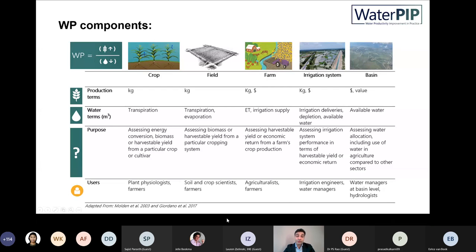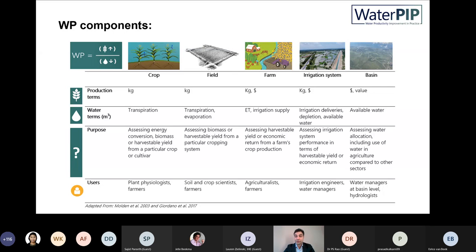If you look across different scales, from crop to field to farm to irrigation system and to a basin, this table summarizes how we can define these two terms of the production and the water term. It's always going to be about how we are using an actual or net use of water, from transpiration to evapotranspiration, to total available water at the basin level, and the production term in terms of outputs, or it could turn out to be the monetary value of those outputs.